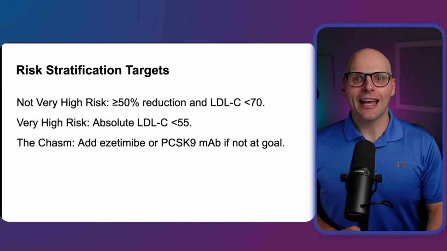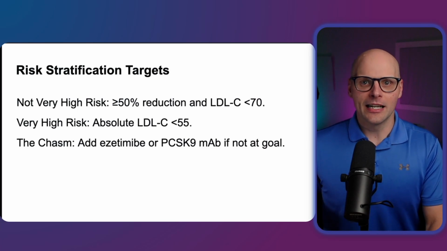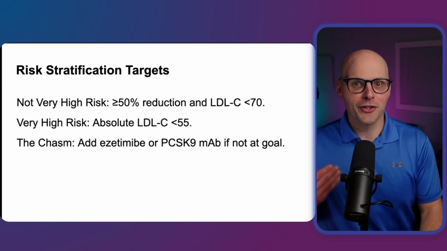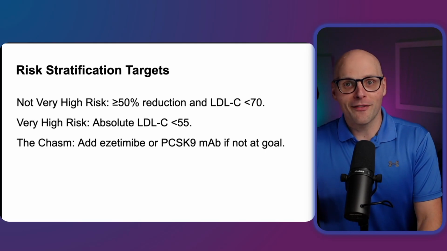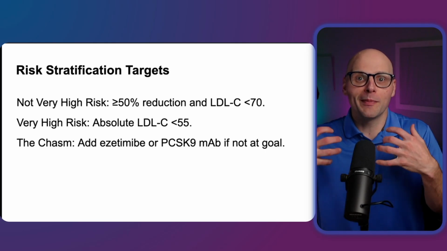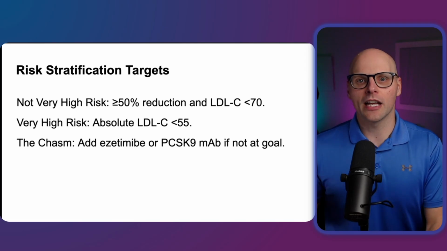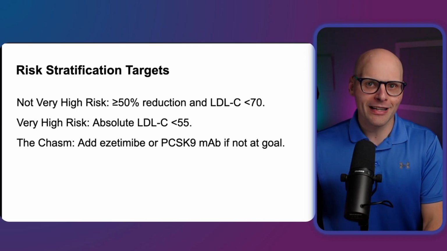All right, now we're going to talk about secondary prevention. This is for the patients who've already had their cardiovascular event. So if they have clinical ASCVD, but aren't considered, quote, very high risk, the goal is 50% reduction and LDL under 70. But if they're very high risk, meaning they've had a recent ACS, multiple major events, or one major event plus multiple high risk conditions, the rules change. The absolute target drops to an LDL of less than 55.